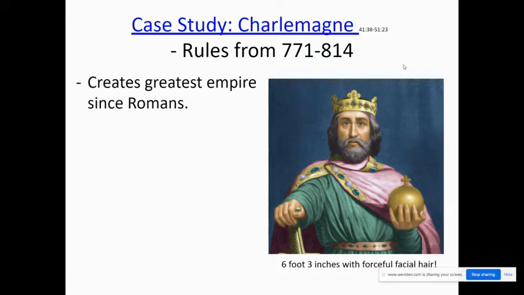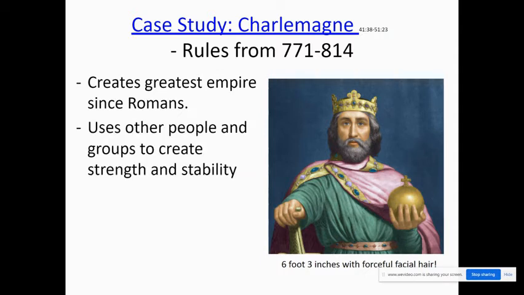Let's learn a little bit here. So he creates the greatest empire since the Romans. So everything falls apart, and Charlemagne picks the pieces back up and puts it together. And he puts it back together through good diplomacy, through valuing education, through valuing trade. He starts to bring stability back into Europe, and a lot of people appreciate him for it. So again, he uses other people and creates groups of strength and stability.